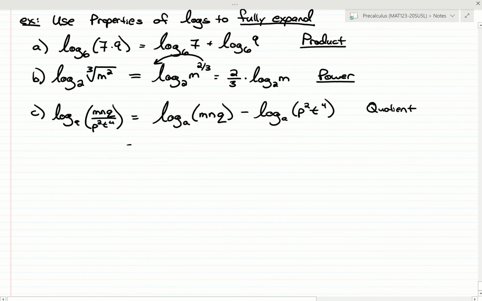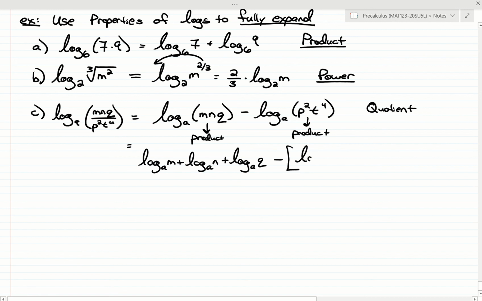Okay, so our next step is we could actually use the product property here and here. So this would give us the log base a of m plus the log base a of n plus the log base a of q minus the log base a of p squared plus the log base a of t to the 4th. So that's using a combination of the quotient and product property, but we could even bring these numbers in front using the power property.